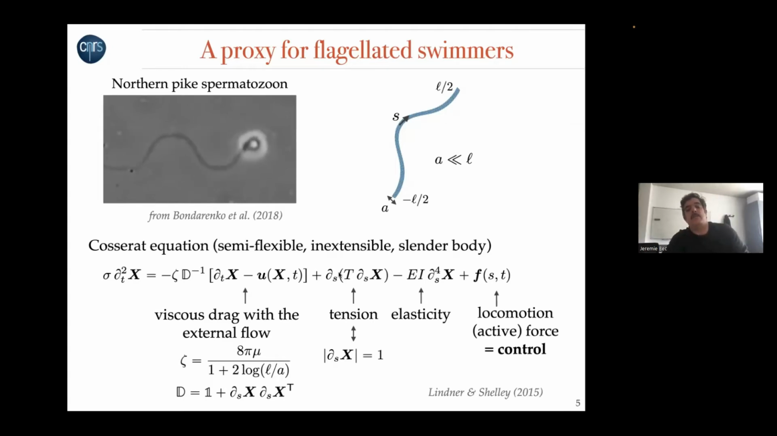And then it's involving tension. So tension is just the Lagrange multiplier, which is associated to the inextensibility constraint, which means that the fiber is not elastic in the longitudinal direction. And then there is elasticity, which makes the fiber relax back to a straight line. So it's just the usual Young modulus term. And basically what we are adding here is an active force, which is the thing that we want to control in order to make the locomotion possible. Of course, don't hesitate to interrupt me, because I will be happy to answer questions.